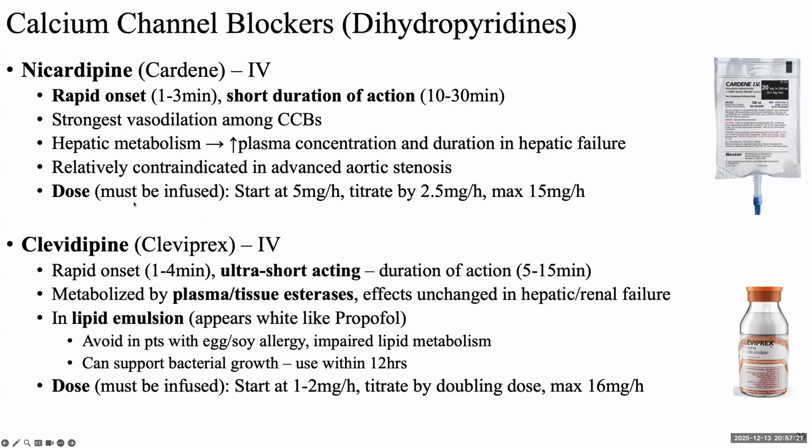The dose, now it's recommended to infuse this drug because of its short half-life. The starting dose starts at 5 milligrams per hour, and you titrate up 2.5 milligrams per hour at a time. So increments of 2.5, and you could go all the way up to 15 milligrams per hour.